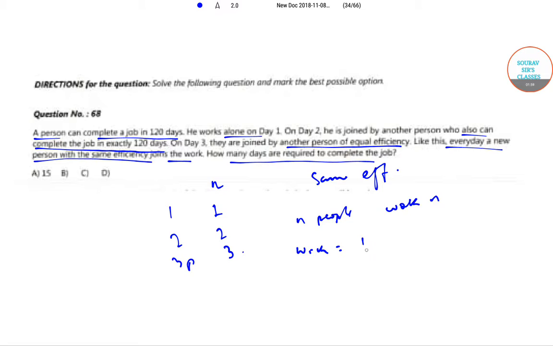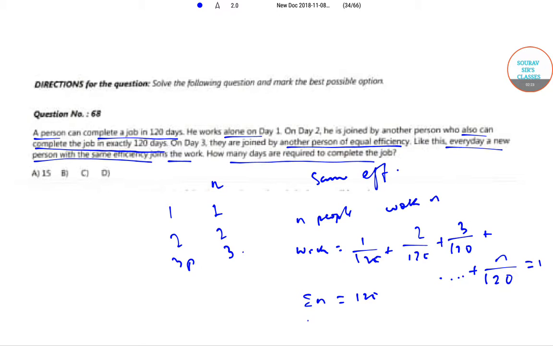is equal to 1 by 120 plus 2 by 120 plus 3 by 120 and so on up to n by 120. Now this thing equals 1. So the summation n equals 120, or n is equal to 15.